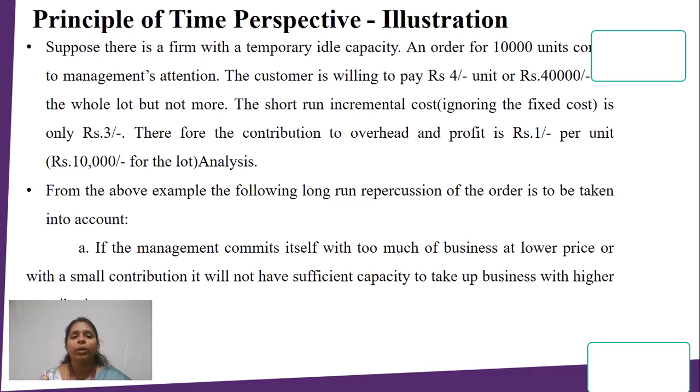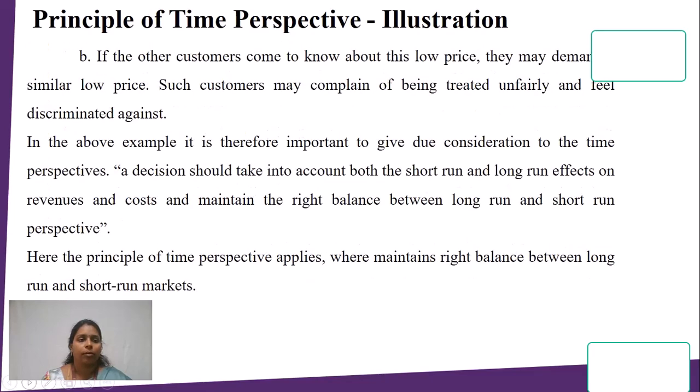From the above example, the following long run implications of the order are to be taken into account. First, if management commits itself to too much business at a lower price or with a small contribution, it will not have sufficient capacity to take up business with higher contribution. If other customers come to know about this low price, they may demand a similar low price. Such customers may complain of being treated unfairly and feel discriminated against.